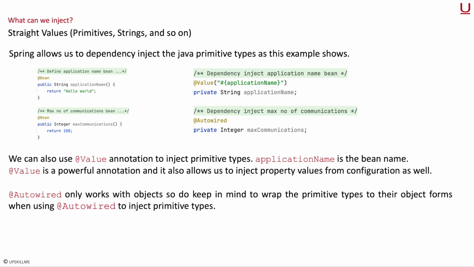Value is a powerful annotation, and it also allows us to inject property values from configuration. Autowired only works with objects, so do keep in mind to wrap the primitive types to their object forms when using Autowired. As previously mentioned, if there are multiple beans of the same type, this would result in ambiguity, so use Qualifier to resolve the ambiguity, or Spring will throw a fatal exception. We will learn more about the Value annotation in later videos.